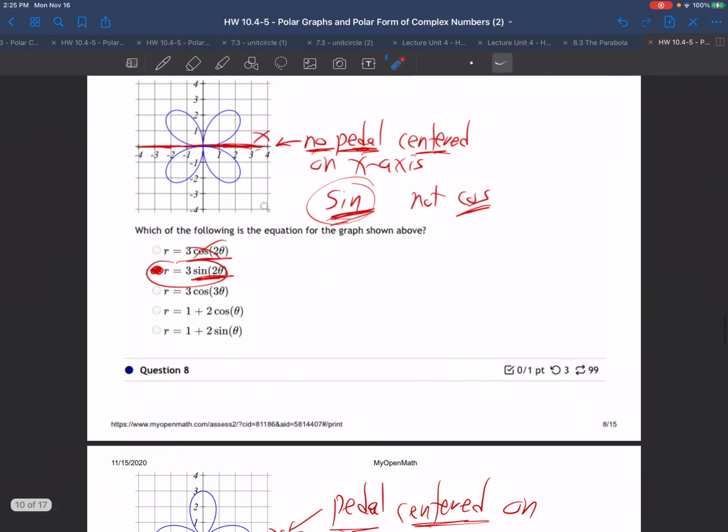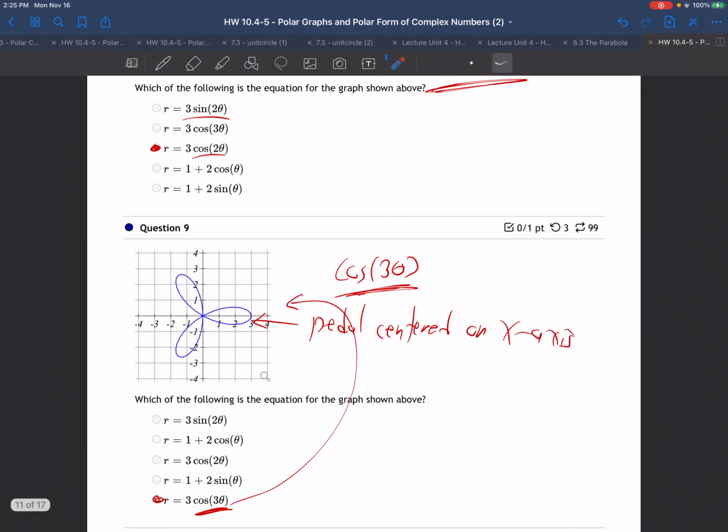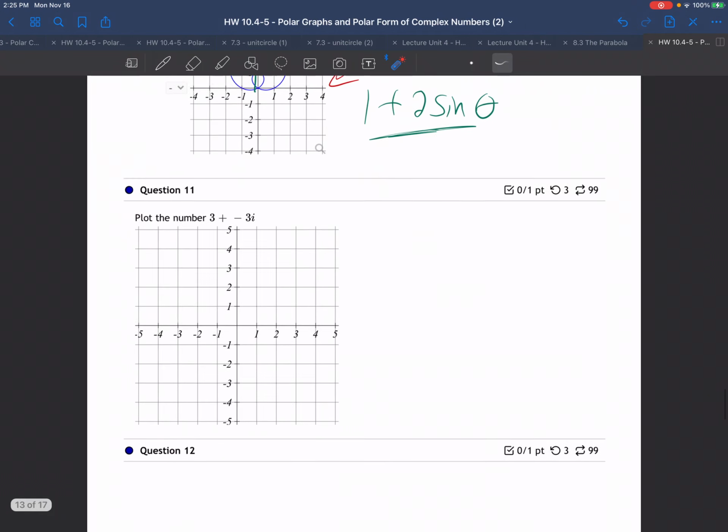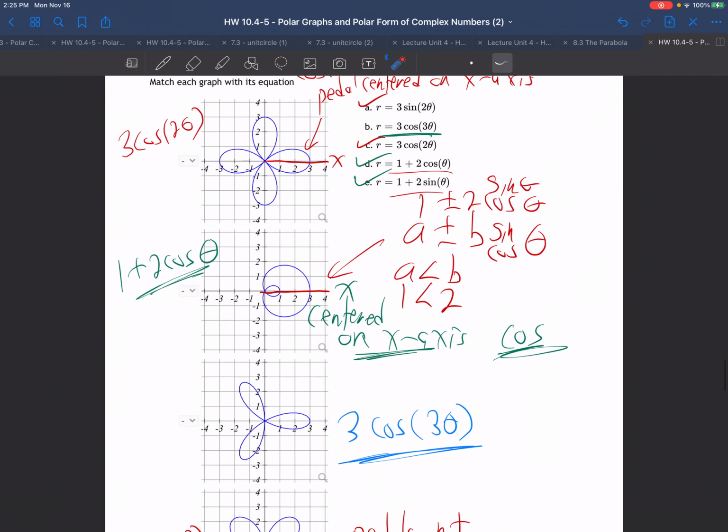So 3 with 3. Getting back to it, whoops, I am getting lost in my work. Where is it? Right there. 3 cosine 3 theta. That's got to be it, and it's got to be cosine because see how the petal is centered on the x-axis, so that makes sense.